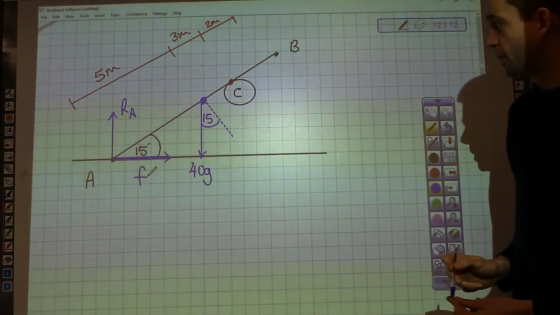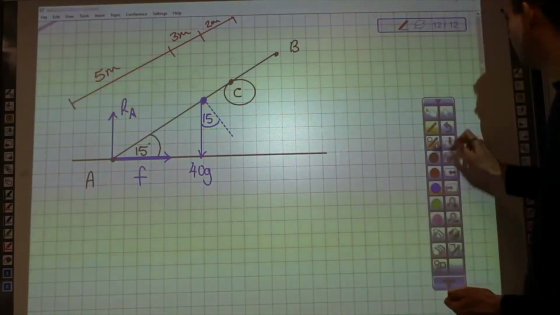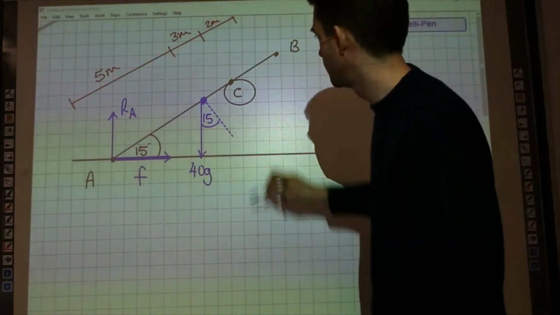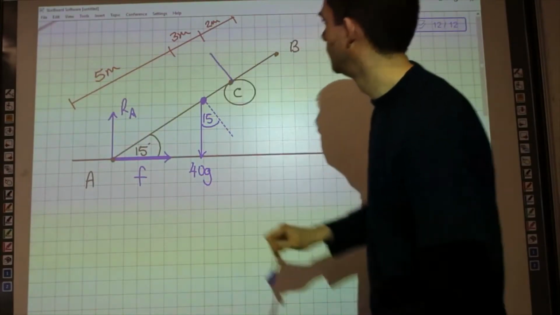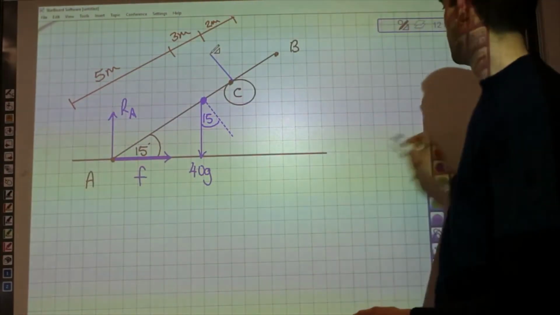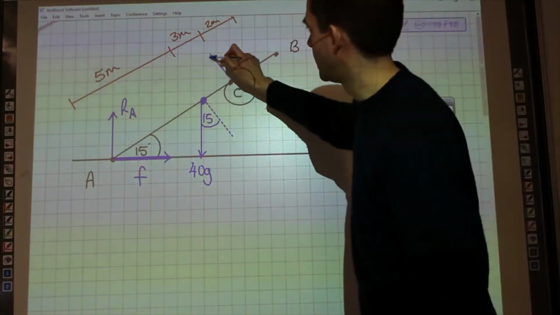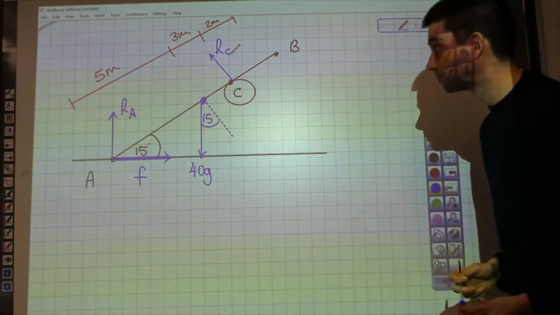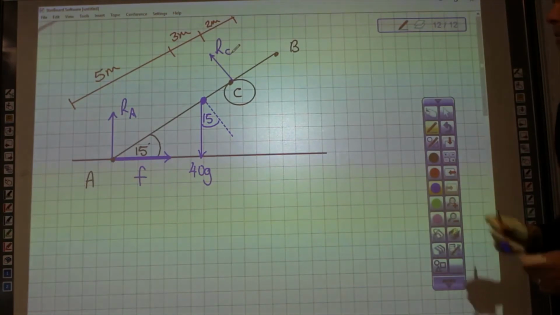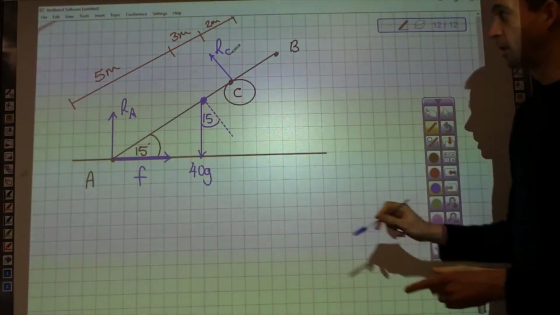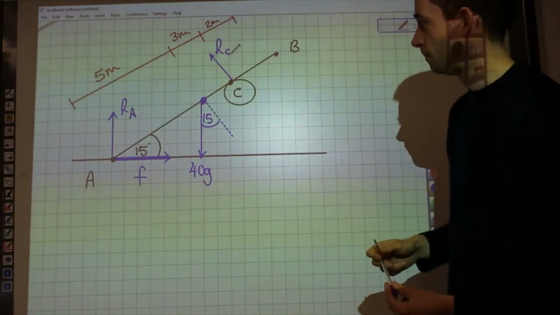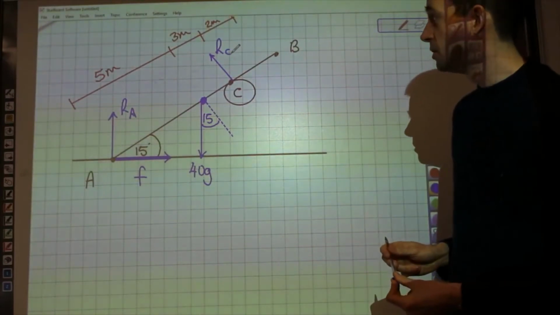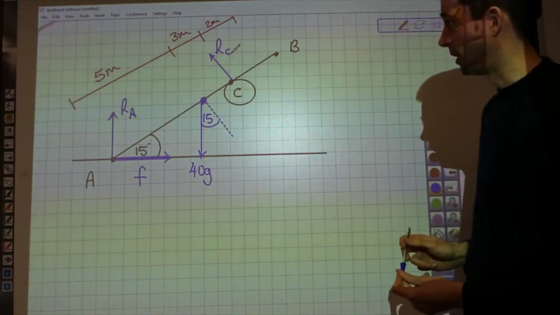The other force that I have to consider is that I have a reaction force at C, where the rod is in contact with C, and I'm going to label that RC. There is no friction at that point because we were told that the peg is smooth. So those are the forces that I've got so far.